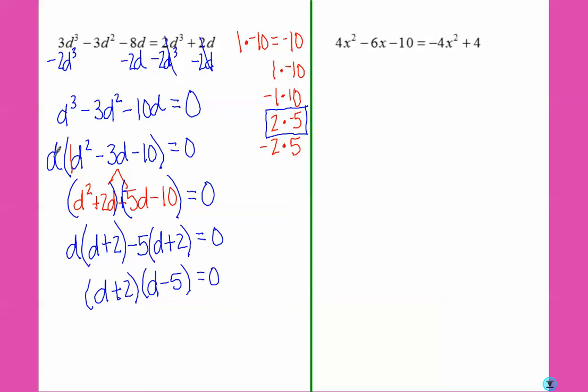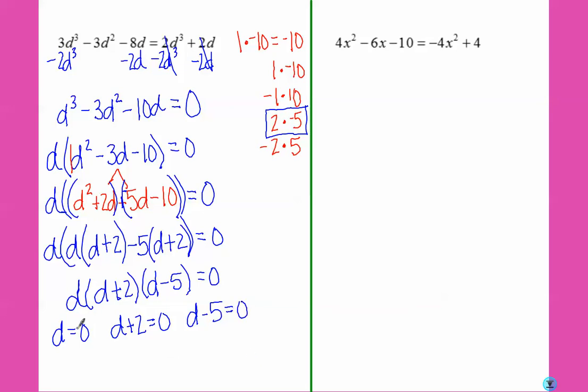Now, before we go any further, we need to bring down our GCF from earlier. d, d, d. So technically here, how many things are being multiplied together? That's right, there's 3 things. So all 3 of them could be equal to 0. So d could equal 0. If we solve this, we would get d equals -2. If we solve this one, we get d equals +5.